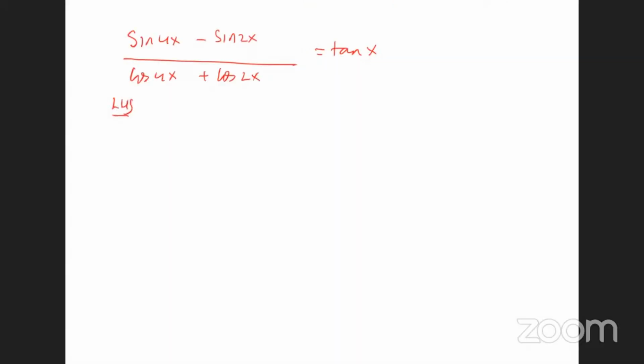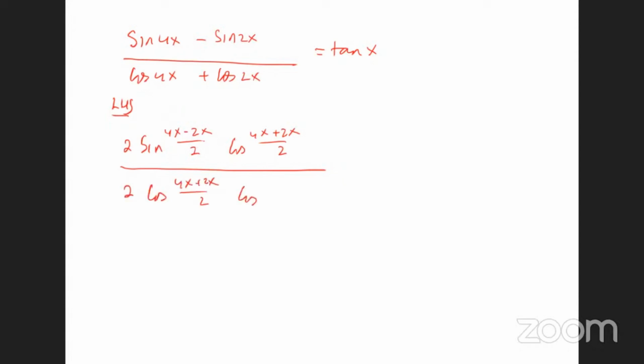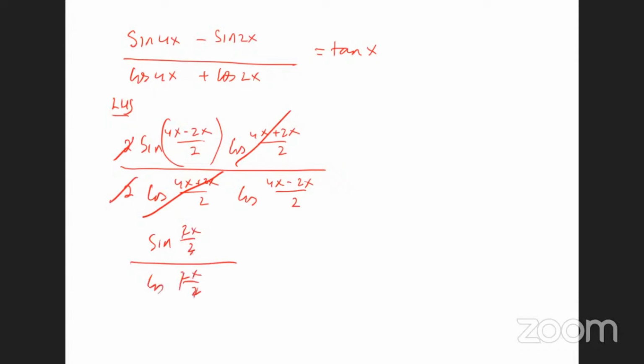Right, sine 4x minus sine 2x, we're doing the same thing again. 2 sine (4x minus 2x)/2 times cos (4x plus 2x)/2. And the next one will be 2 cos (4x plus 2x)/2 times cos (4x minus 2x)/2. Right, the usual thing will happen. This will cancel off, and you'll be left with sine 2x/2 all over cos 2x/2. The 2's will cancel, and you'll get sine x on cos x, which is equal to tan x.